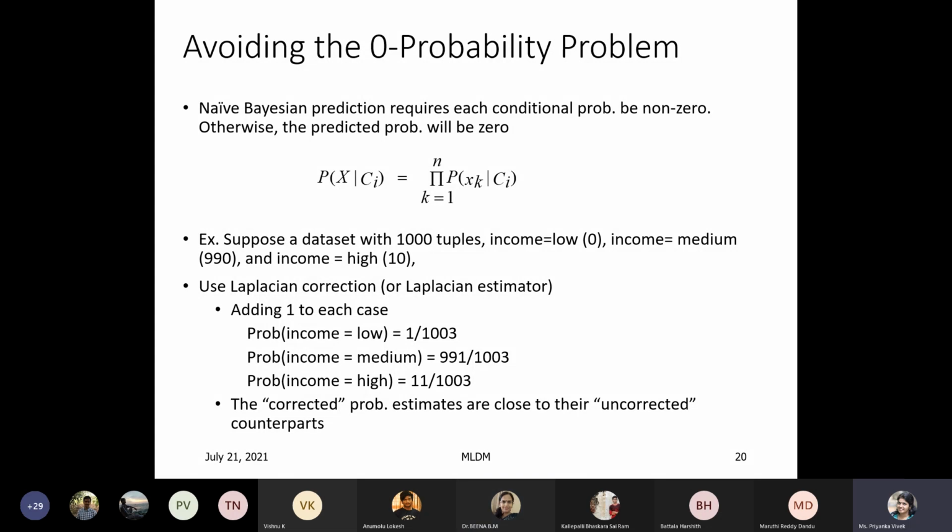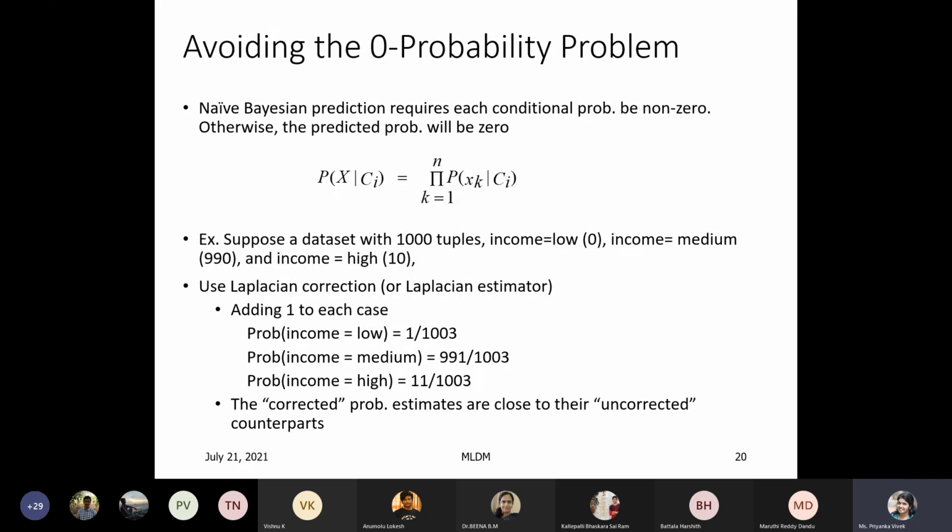Relatively they're all added. So income equal to 3 different categories, and each category we are adding 1. So income equal to low probability, when you find, it becomes 1 by 1003. Why is it 1003? Because we have added in each category. Low also we have added 1, medium also we have added 1, high also we have added 1. So we have 3 added together. That's why our denominator became 1003.